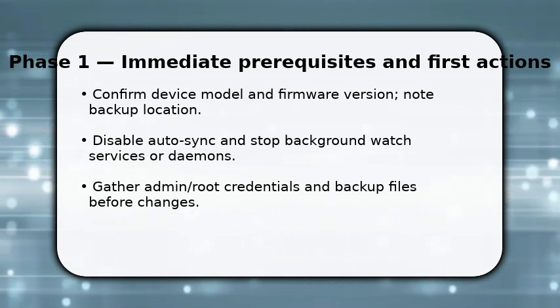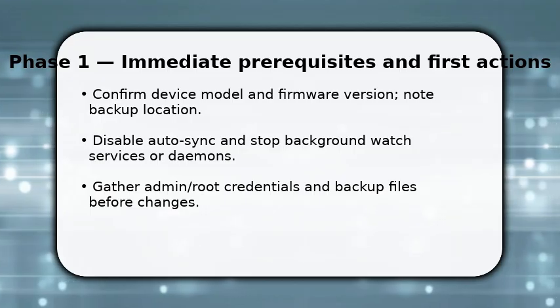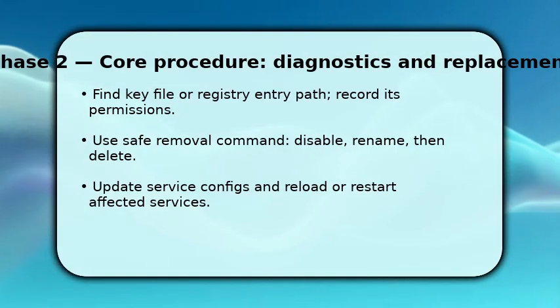Now find the automatic watch key. Inspect config files, registry paths, or keychains where it resides. Check permissions so you can modify or remove it.